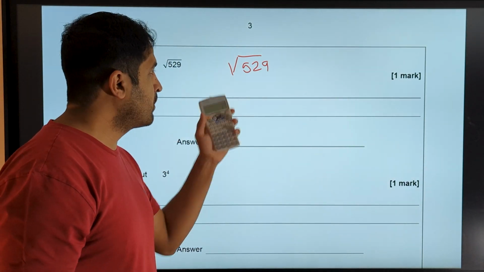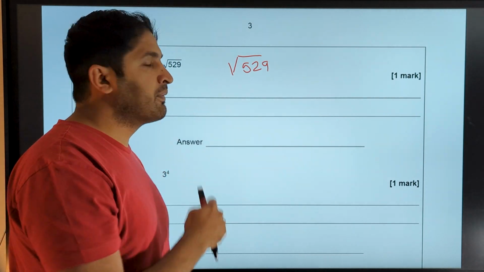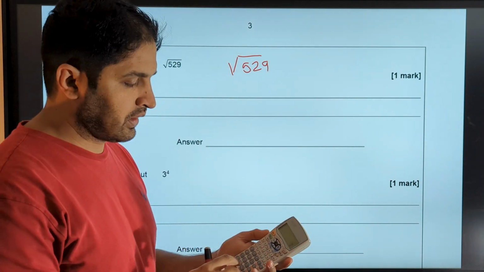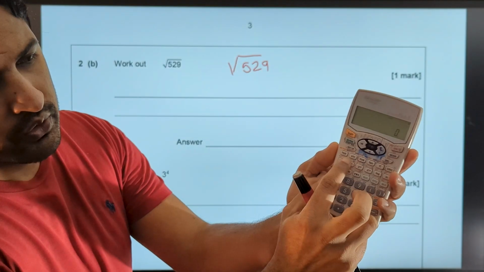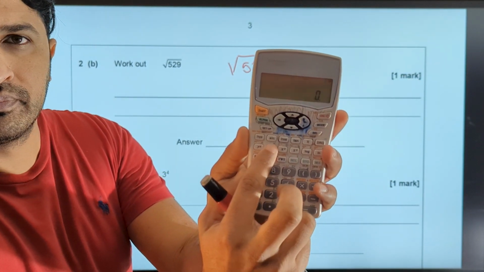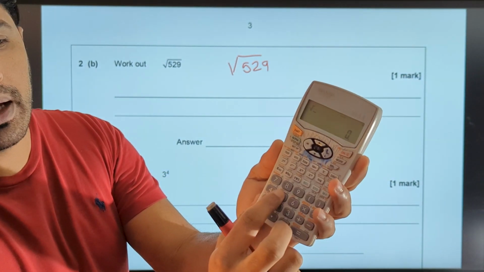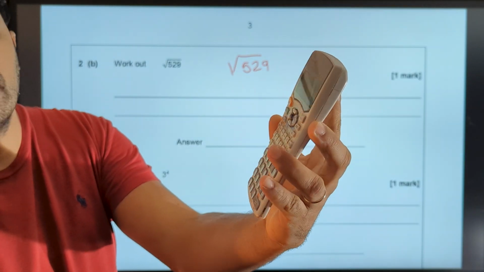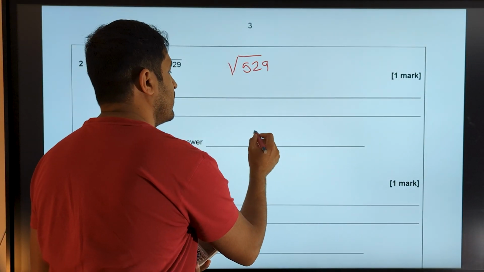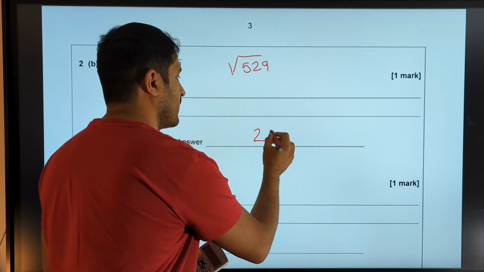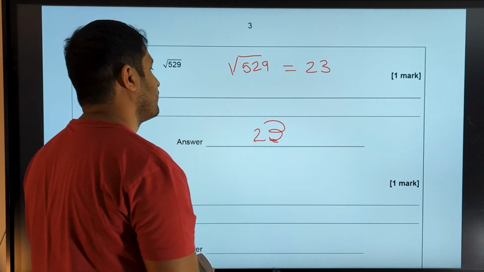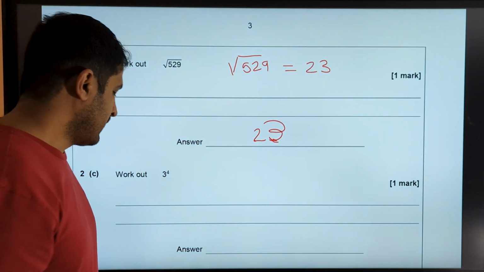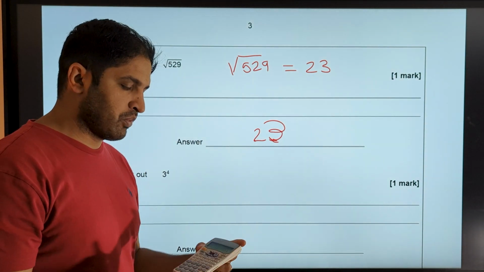On some calculators you put 529 first and then press square root and it gives you that. In this case, I'm using the square root button first, then putting in the 529 and pressing equal, and I get 23. That's all there is. So you're using just the calculator to work out what the answer is going to be.